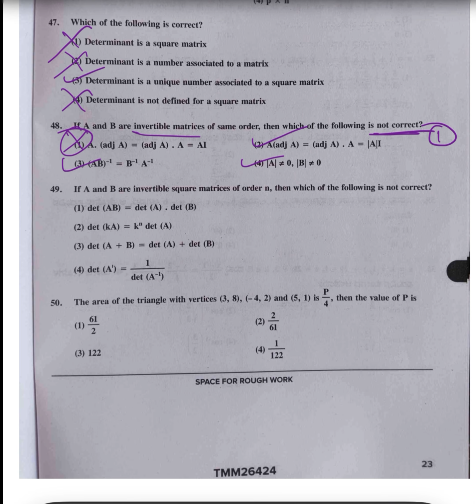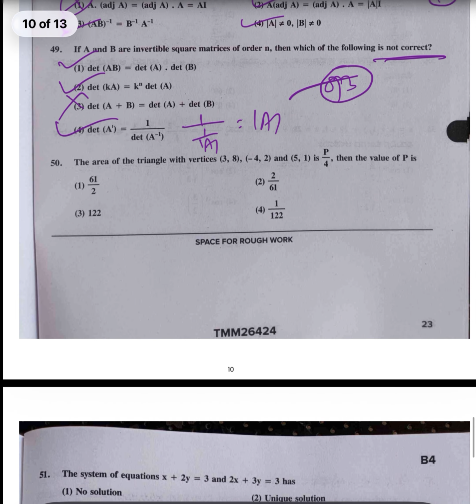A and B are invertible matrices of order n, then which of the following is not correct? Here also not correct. So det AB equals det A into det B, correct. Determinant of A inverse is 1 over det A, correct. Det of A transpose is nothing but det A. So this one is wrong, but we want not correct. So option is 3.